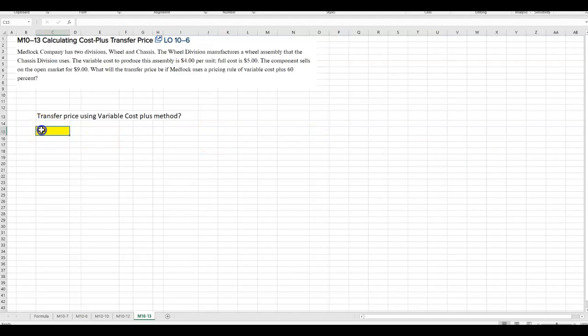Well, it's pretty simple. You're going to take variable cost plus 60%. So times 160% or 1.6. So I've got to get the 60% plus the original cost. So that brings it up to $6.40.